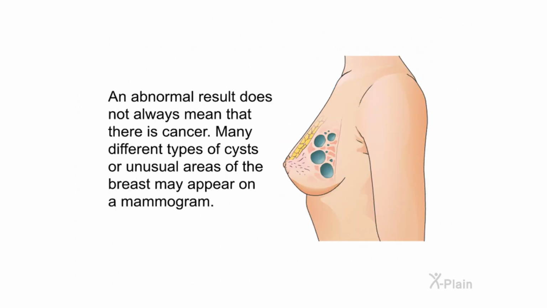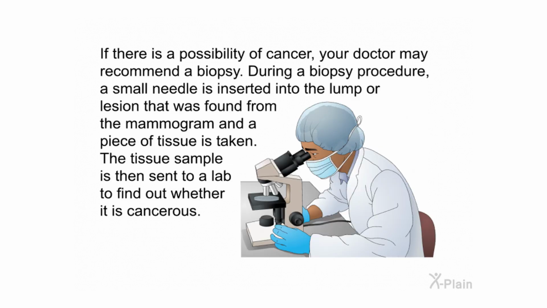An abnormal result does not always mean that there is cancer. Many different types of cysts or unusual areas of the breast may appear on a mammogram. If there is a possibility of cancer, your doctor may recommend a biopsy. During a biopsy procedure, a small needle is inserted into the lump or lesion that was found from the mammogram, and a piece of tissue is taken. The tissue sample is then sent to a lab to find out whether it is cancerous.